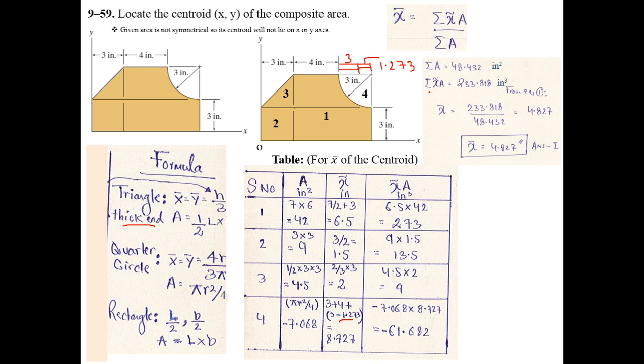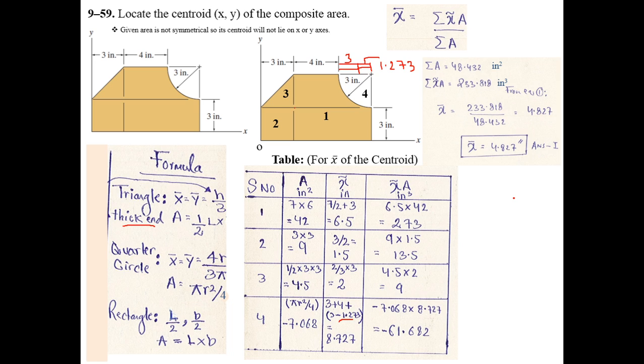And now you have to find out the summation of x tilde a, the product of x tilde a. These were the products of x tilde a. So you have to just sum them according to their sign. So 273 plus 13.5 plus 9 minus 61.682 gives you 233.818 inch cube. And using equation number 1, you divide this value, 233.818, by 48.432, and the x coordinate of the centroid of this entire composite area comes out to be 4.827 inches.